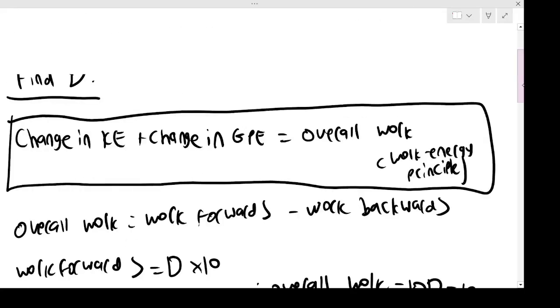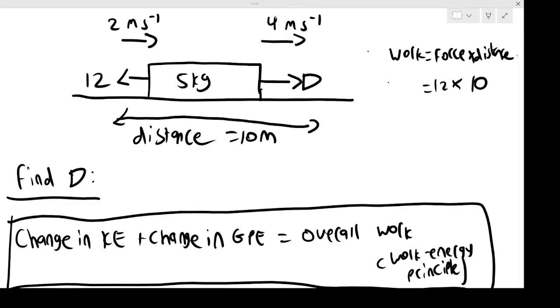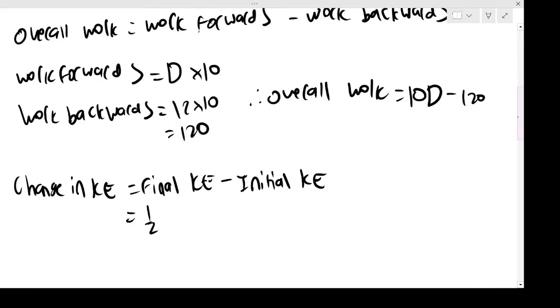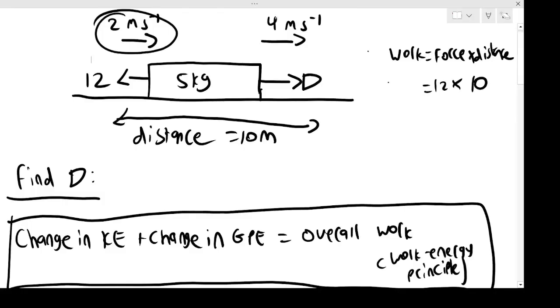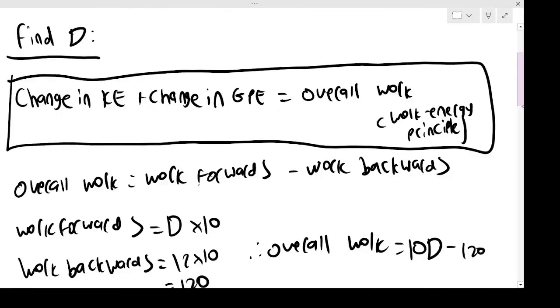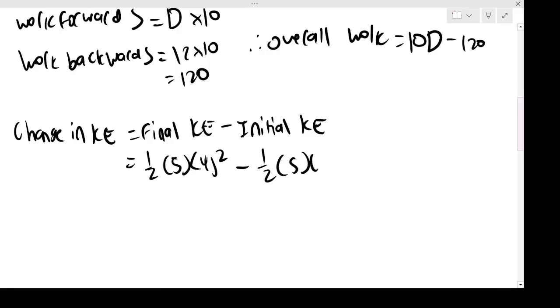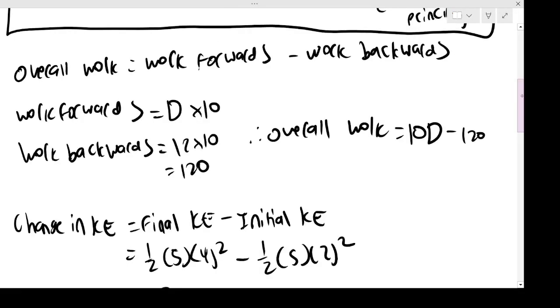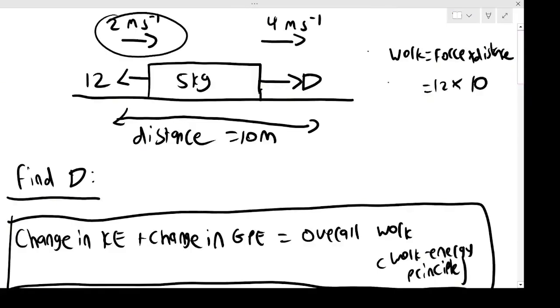Firstly, the final kinetic energy. The final speed is 4, so it's going to be half mv squared, half times the mass, which is 5, times 4 all squared. Then I'm going to take away the initial kinetic energy, where the initial speed is 2, so half of 5 times 2 squared. If we work that out, I get 30. And it's positive because we're increasing our speed, so it's a gain in energy.